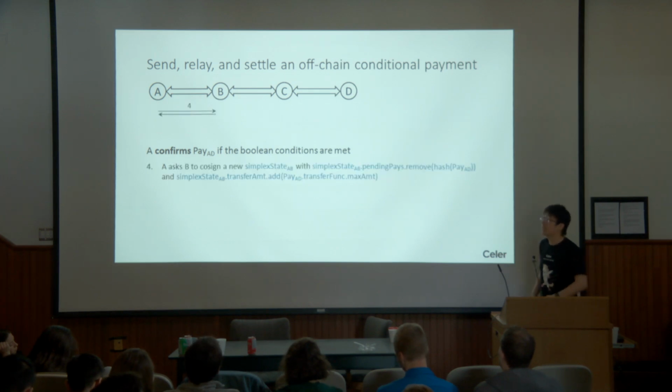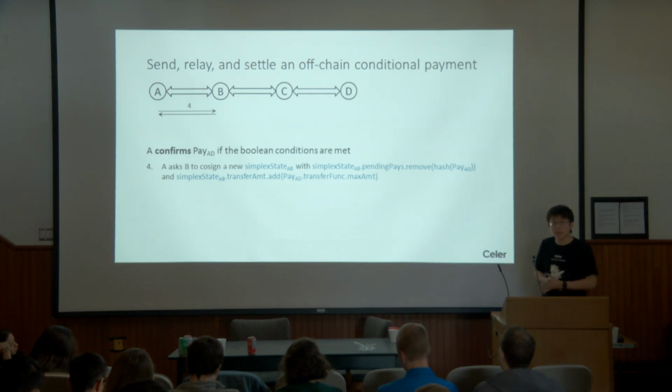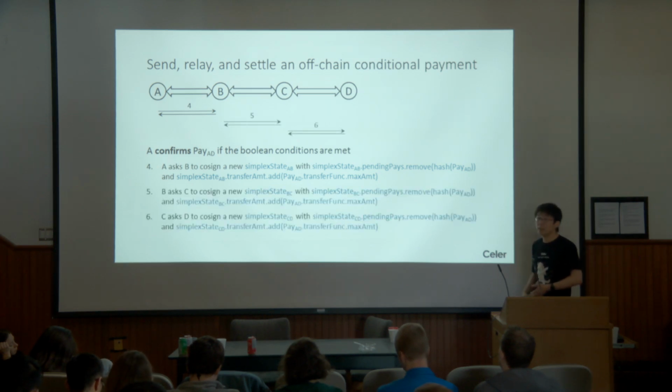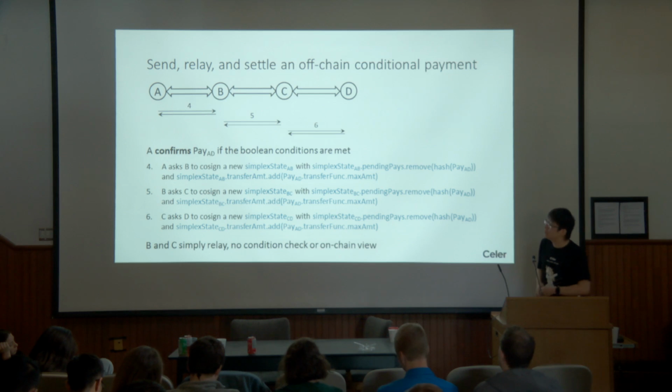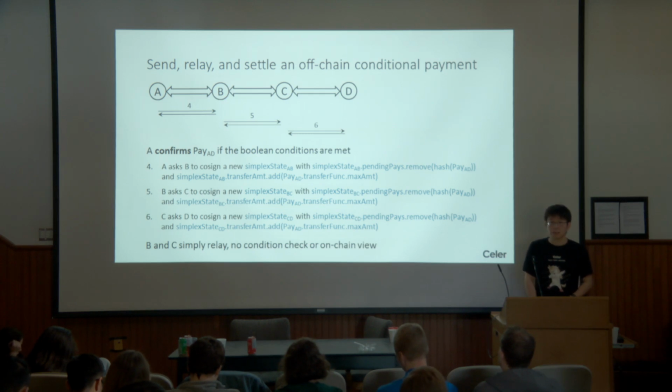So A will ask B to sign a new state, remove the pay hash from the pending pay list, and add X amount to the unconditional transfer amount. And then B and C will do the same to their next hop. This is similar to the previous steps. By relaying this information, B and C don't need to look into anything about the payment. They don't need to do any on-chain view for security check. Also very fast and cost efficient.